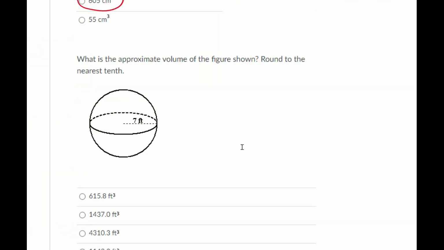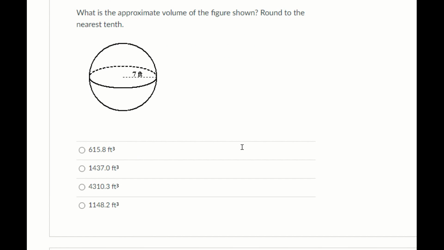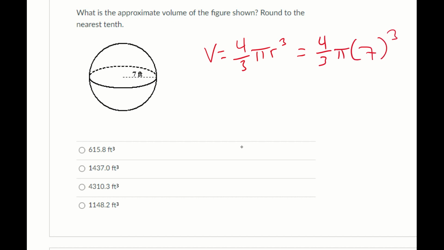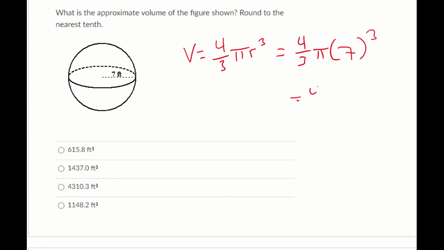All right, so what is the approximate volume of the figure shown? Round to the nearest tenth. Now this is a sphere, so the volume of the sphere is 4/3 pi r cubed. We just plug it in. The radius is 7, so we got 7 cubed. So 7 cubed is actually 343.